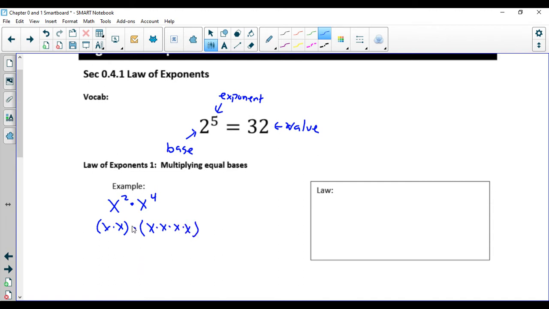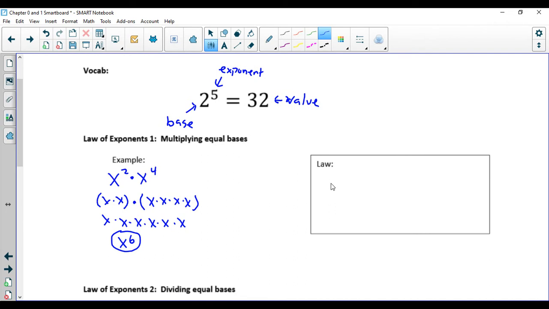And so I don't really need these parentheses there because I just wrote that to note that x squared is x times x and x to the fourth is x times itself 4 times. So I can really just write this as x times itself 6 times, which is simplified to x to the 6th power. So I don't want to be writing all these x's every time.